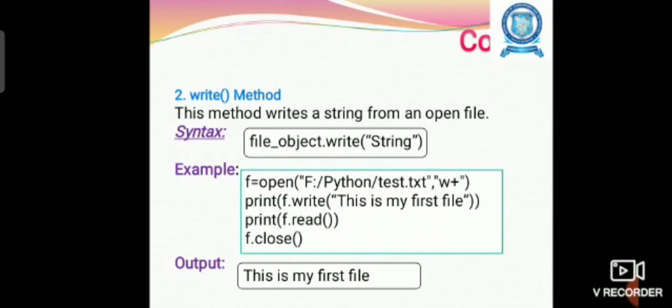Initially the file is empty. Initially test.txt is an empty file. We have written one statement, "This is my first file", and we are checking after writing by reading the file. When we read the file, the text content present in the file will be read and retrieved, and it will be printed by the print statement. So what is present in the file, we will get as an output.